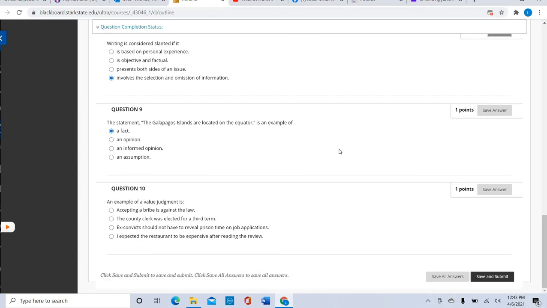And number 10, an example of a value judgment is, so look at these. Accepting a bribe is against the law. I think that's just fact, especially depending on your career. The county clerk was elected for a 3rd term. Ex-convicts should not have to reveal prison time on job applications. I expected the restaurant to be expensive after reading the review. This is the only one that has a value judgment. It has that phrase, should not, when someone is trying to persuade you to believe one way or the other.